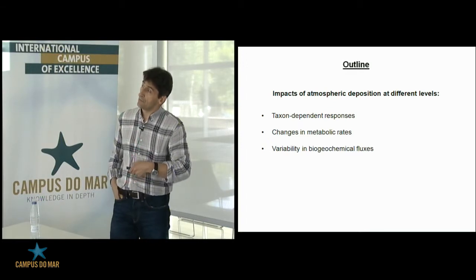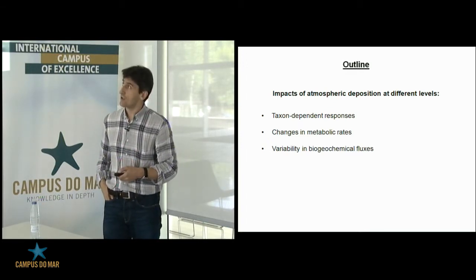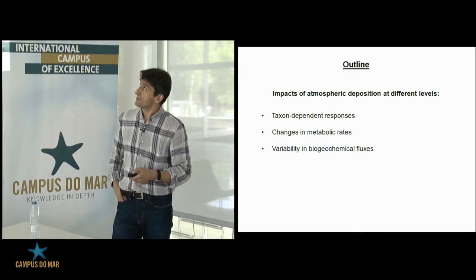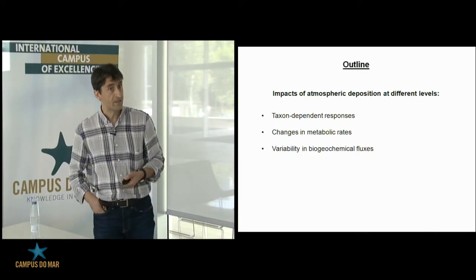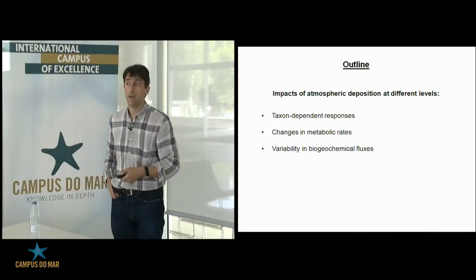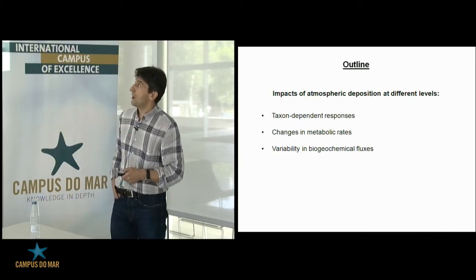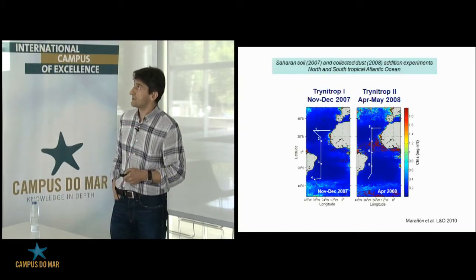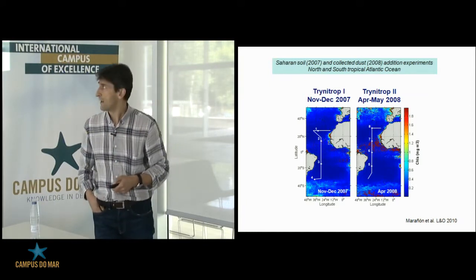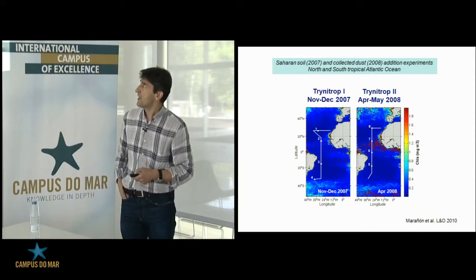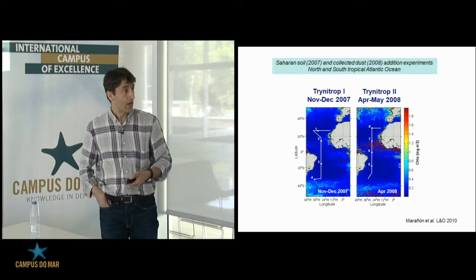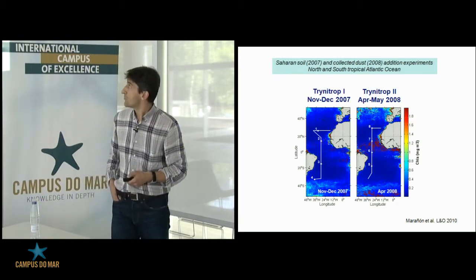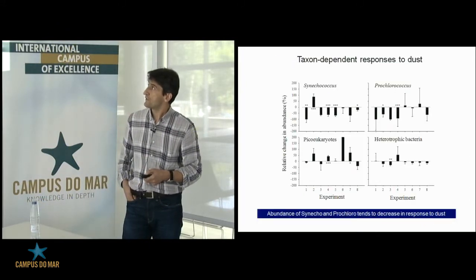And finally, I would like to give a broader picture of the role of dust deposition and atmospheric deposition by looking at large-scale variability in some biogeochemical fluxes that can be ultimately driven by changes in dust deposition or atmospheric deposition. So I would like to begin with a number of experiments that we did in the Atlantic back in 2007 and 2008, in which we added Saharan soil and collected dust to bottles and tried to analyze what the response of the community was in terms of the abundance of different organisms.